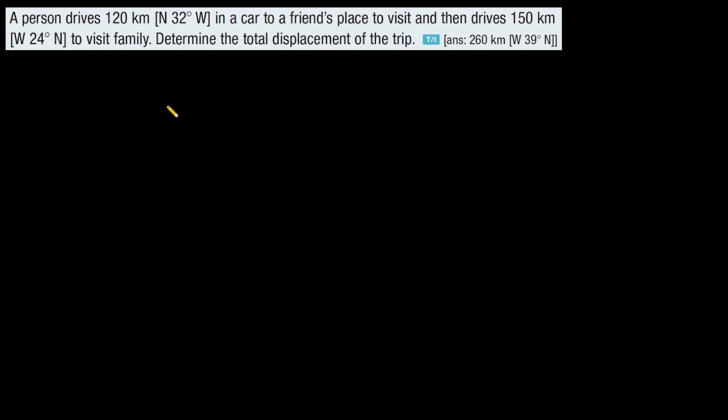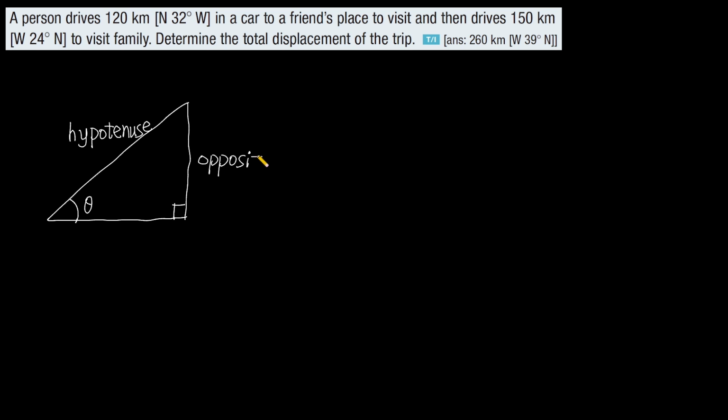Let's review some knowledge of trigonometry. This is a right triangle, and this side is its hypotenuse. This angle is theta, and this side is opposite to theta, and this side is adjacent to theta. Now we know that sin theta equals opposite side over hypotenuse.